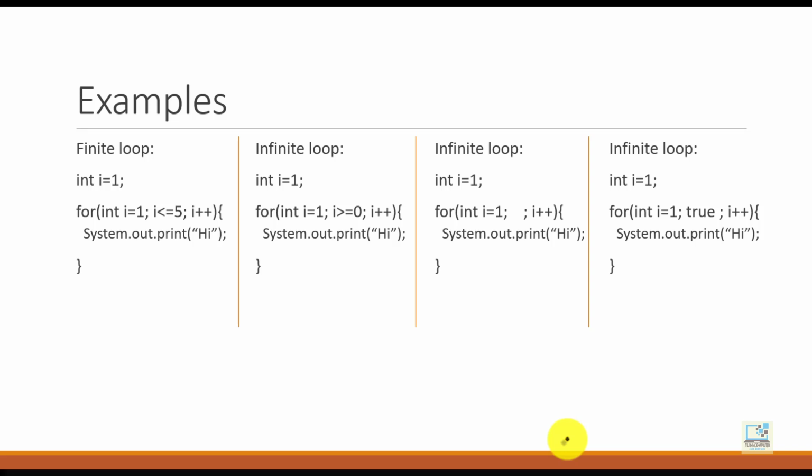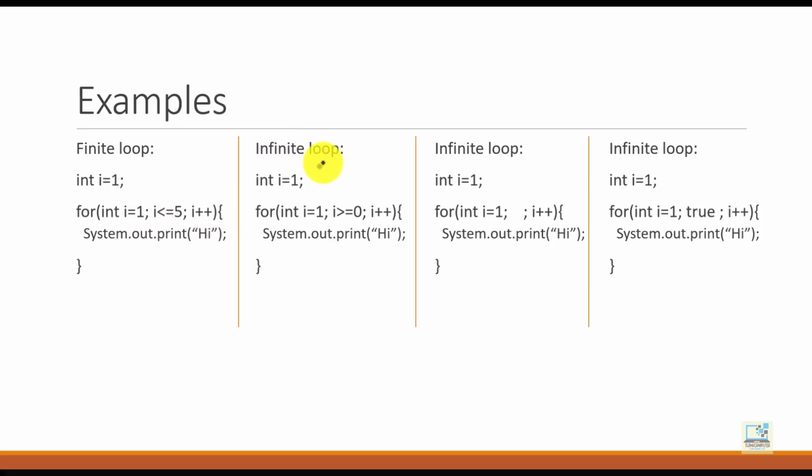Now these are some examples. The first example is an example of a finite loop. Finite loop means a loop which will terminate after a certain number of times. Okay, so all previous examples which I showed you were also finite loops. So here in the first example, the loop will execute 5 times, then the loop will terminate.